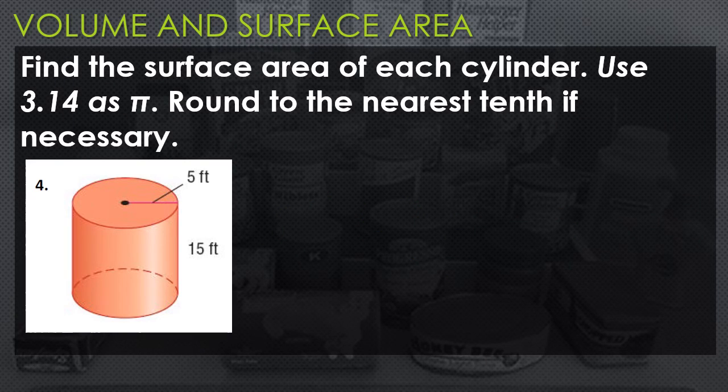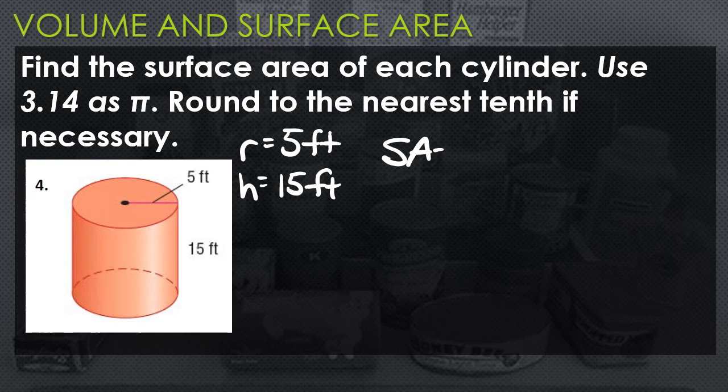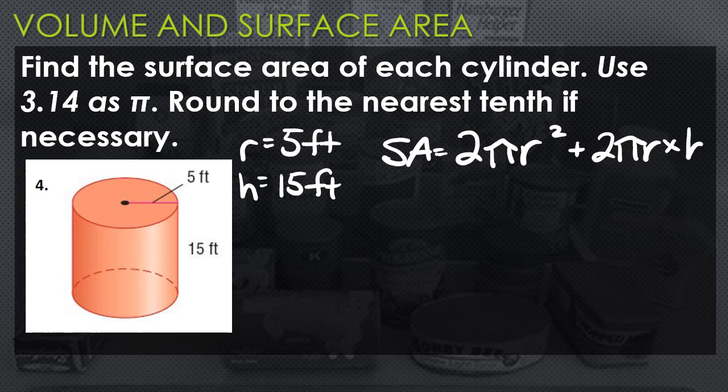So let's take a look at what this will look like. Here is our cylinder. Let's label some pieces. Some important information to know is we need to figure out the radius and the height. Our radius is 5 feet, and our height is 15 feet. So let's use our surface area equation. Surface area is 2 pi r squared plus 2 pi r times h. We've got two pieces to do. Let's do it in two chunks, and then we'll add them both together.